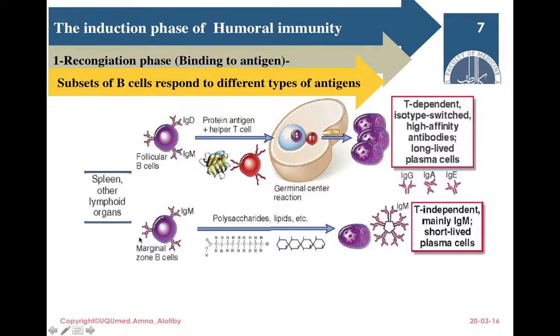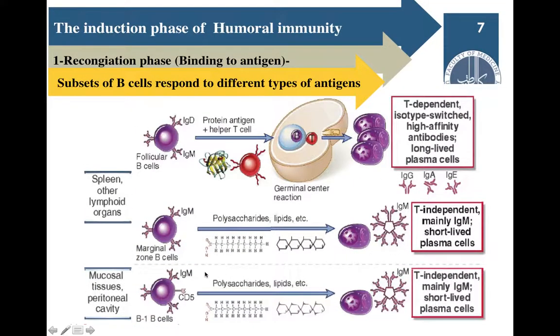The marginal zone B cells express IgM on their surface, and in the previous slide I showed you they express complement receptor. They recognize polysaccharides and lipids. Mainly IgM antibody is produced by the plasma cells, and a feature of these plasma cells is that they are short-lived.